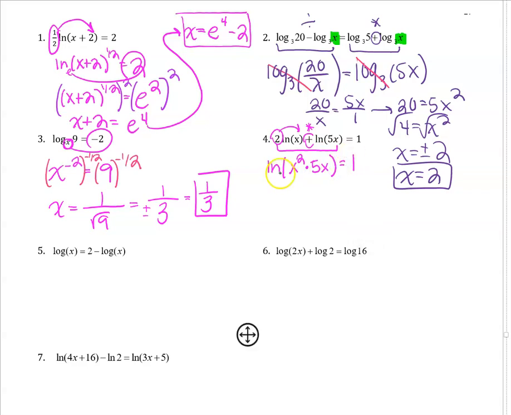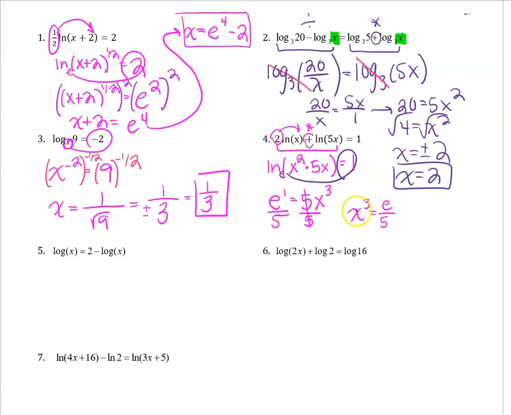And then remember, there's a little hidden base of e in a natural log. So we end up with e to the 1st is equal to 5x cubed. In order to solve for x, we'll first divide by 5, so we get x cubed equals e over 5. And in order to solve, we'll just use the cube root, or raise to the 1/3 power. They're the same. So here's our final exact answer.